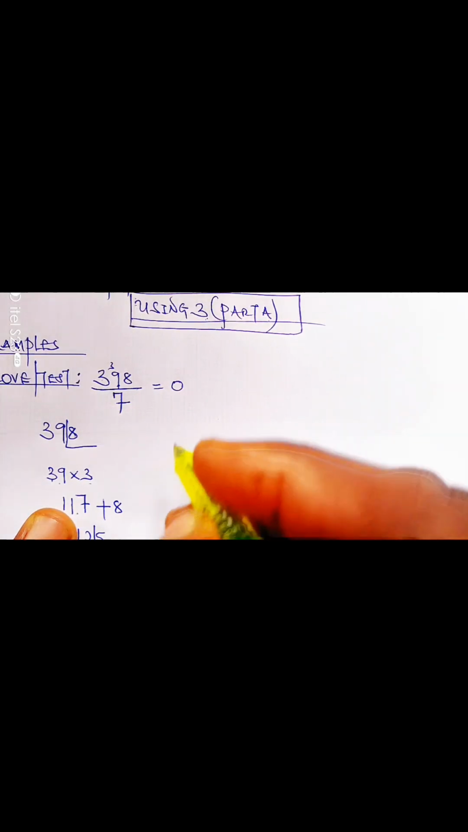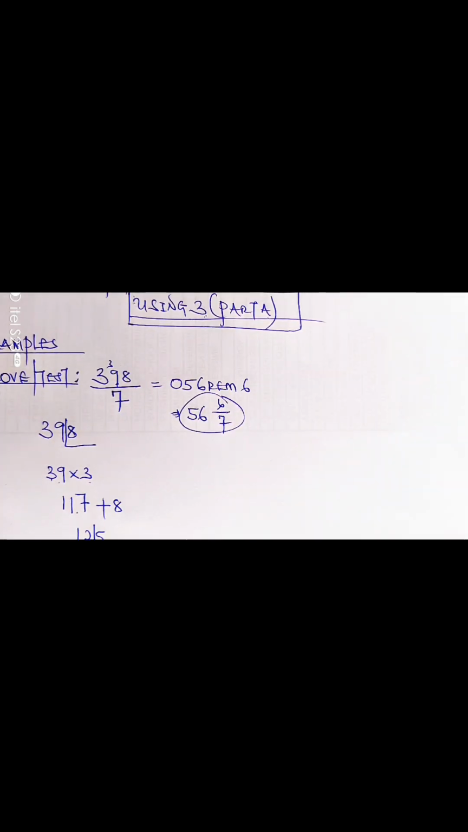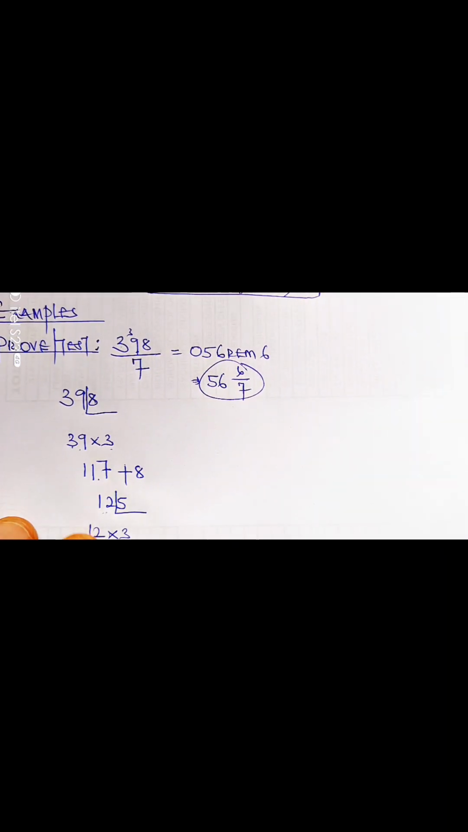7 in 3 is 0, remainder 3. 7 in 39 is 5, remainder 4. 7 in 48 is 6, remainder 6. So we have 56, remainder 6 over 7. So this is how to tell if 7 will divide a number without a remainder or if there will be a remainder. Very, very easy.